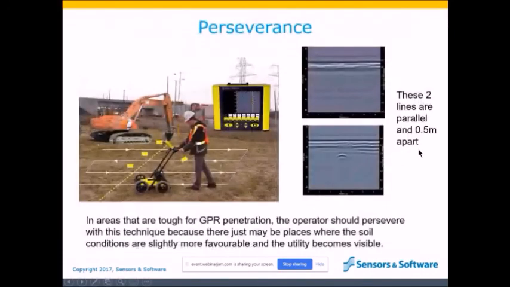The last way to get the most out of your GPR utility data is perseverance. Make many passes before giving up. You just might find a patch of soil that is better for GPR and allow you to get a glimpse of the elusive utility you're looking for. In this example, here are 2 lines that were collected less than 2 feet apart, and one clearly shows the utility and the other doesn't.